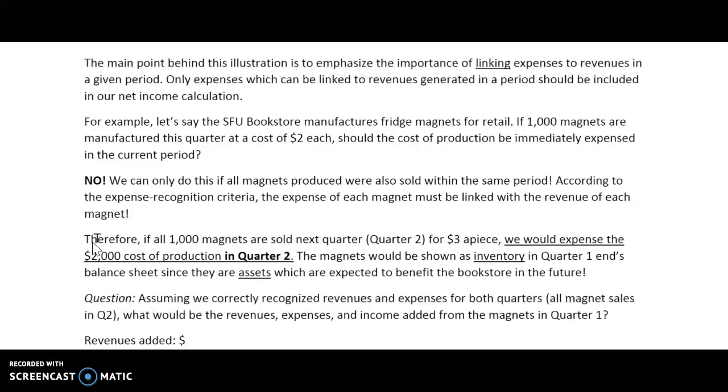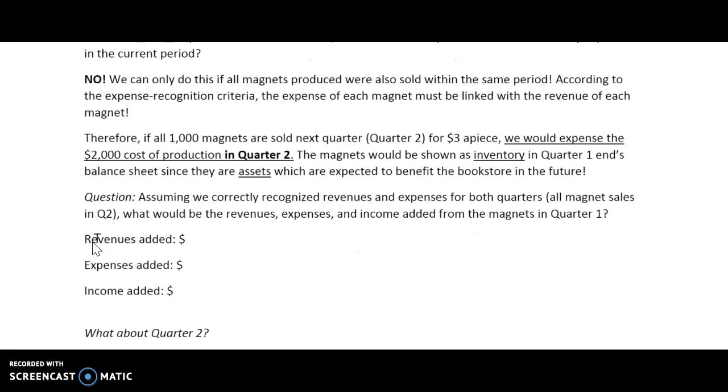So if all 1,000 magnets are sold next quarter, in quarter 2 for $3 a piece, we would expense the $2,000 cost of production in quarter 2. The magnets will be shown as inventory on the quarter 1 balance sheet, since they're assets which are expected to benefit the bookstore in the future. If you recall, an asset is anything that's expected to help you earn a profit or make money in the future. And in this case, even though we haven't sold the magnets yet, we have them after we made them, and they will presumably help us make money in the next quarter or even at a later date after that. So let's try a question here.